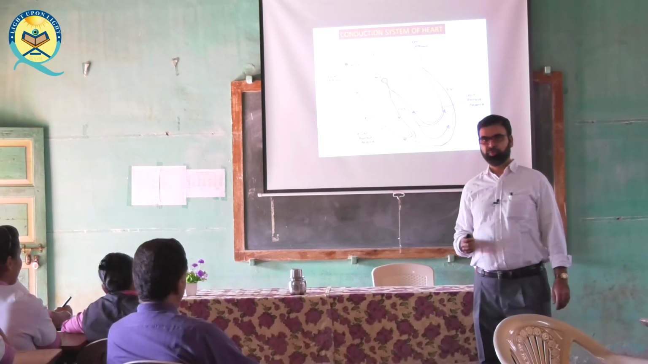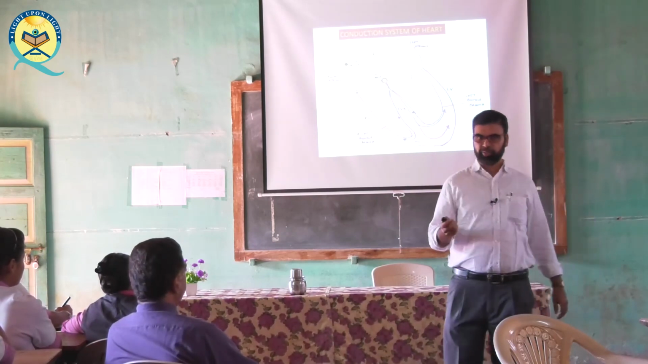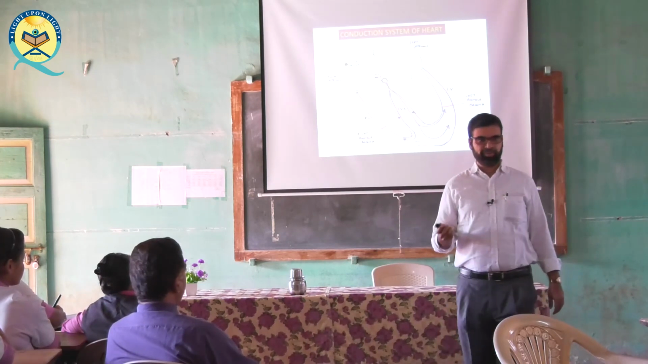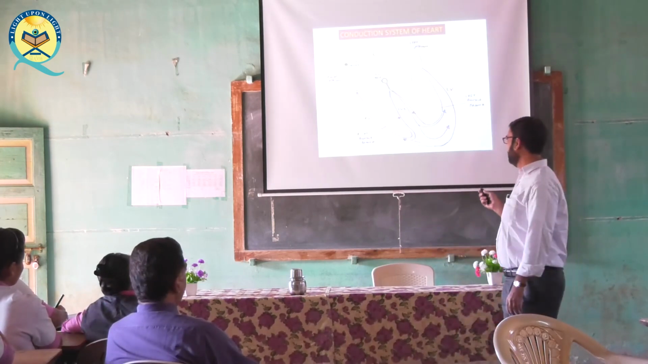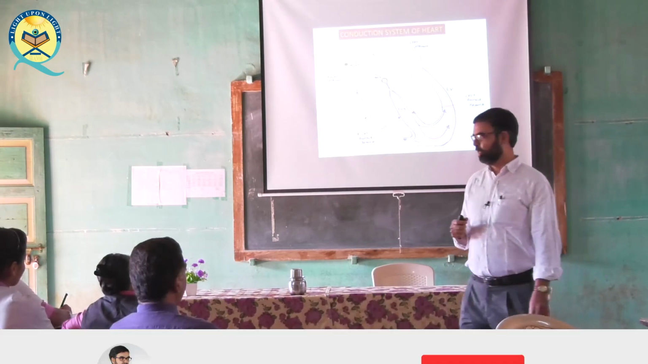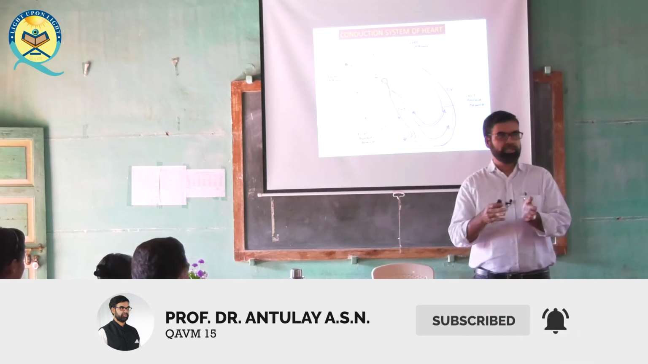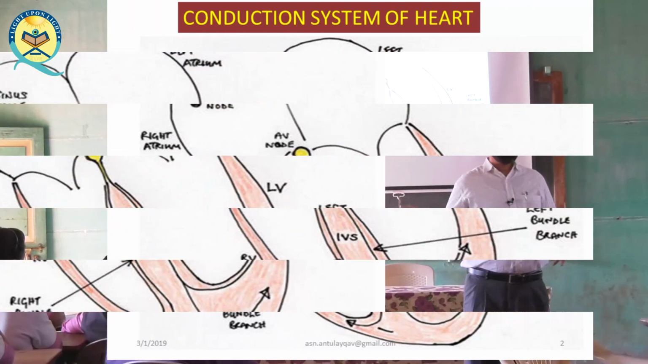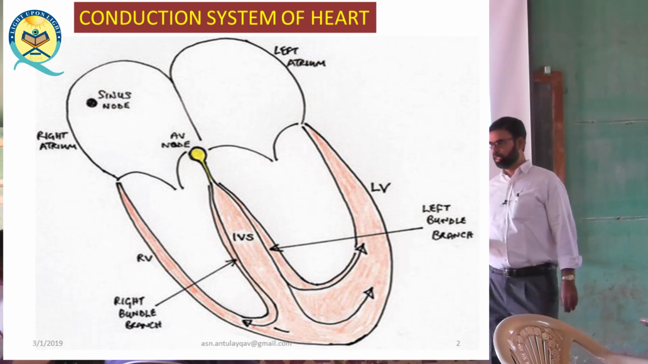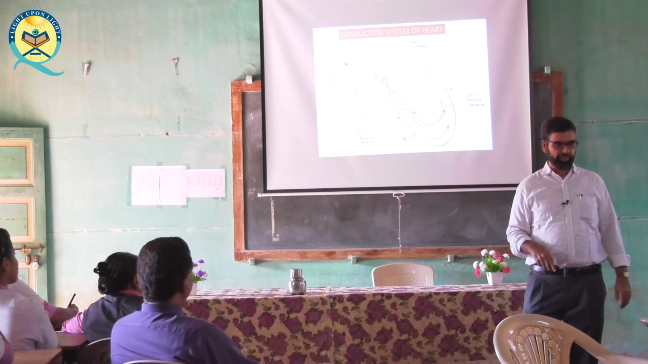Now before understanding ECG, you must know the conduction system of the heart: SA node, AV node, bundle of His. The SA node generates an impulse, then it is conducted to the AV node, from the AV node to the bundle of His and to the Purkinje fibers, okay. That I am not repeating.